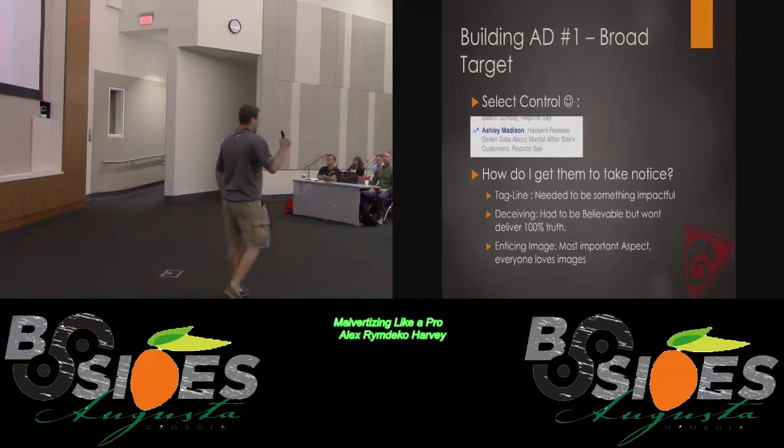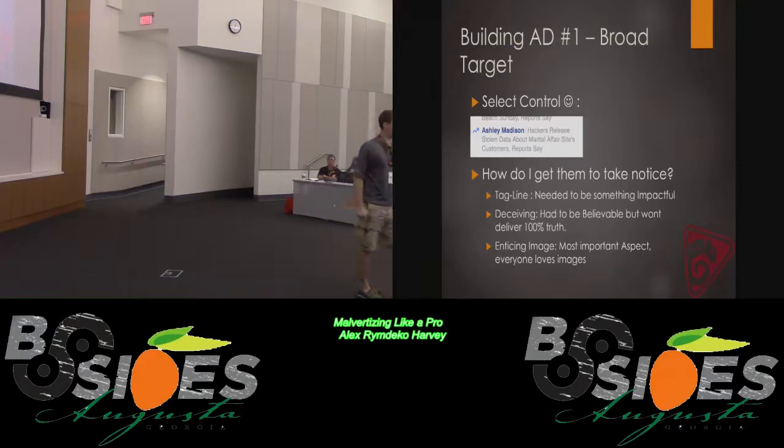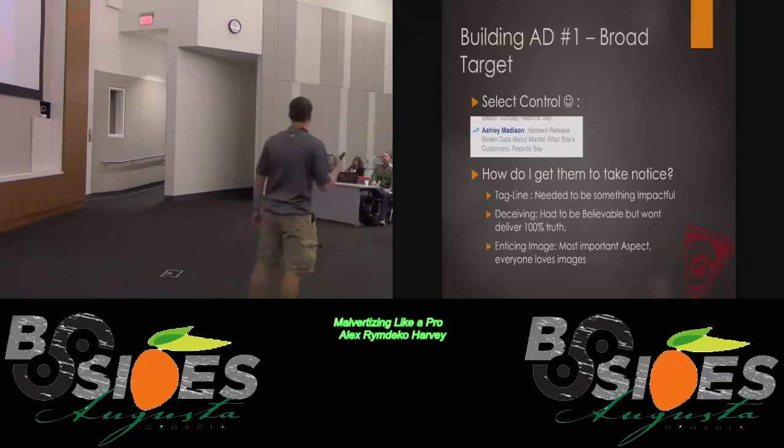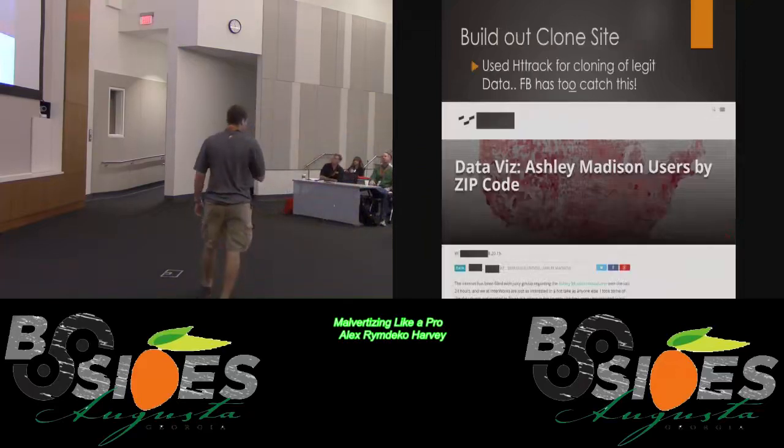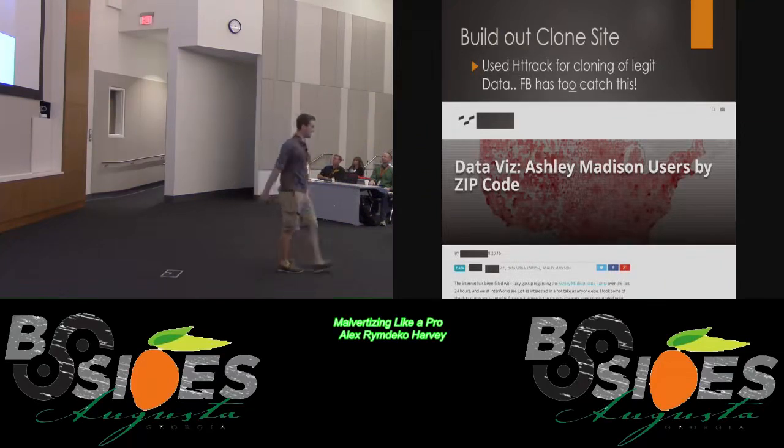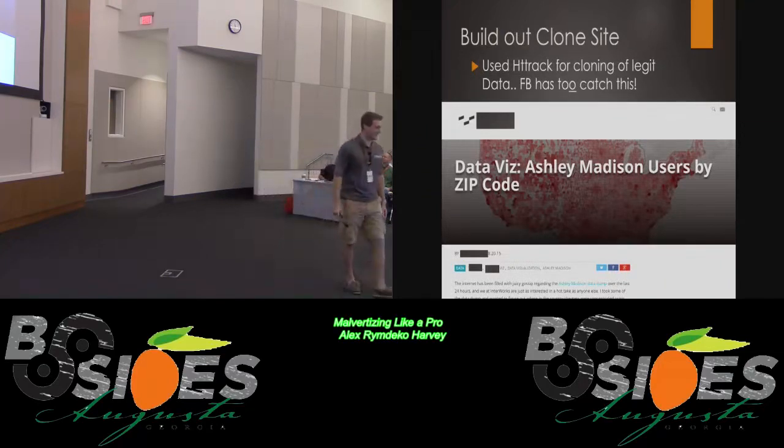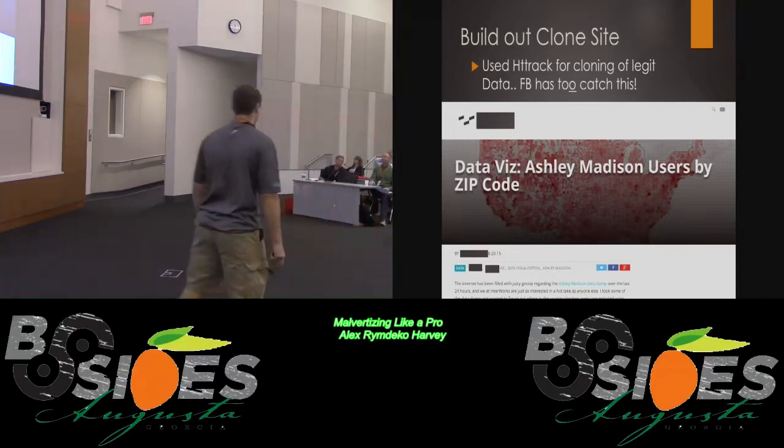So I knew that I needed to have a tagline. It needed to be deceiving, but not 100% the truth, because the truth's not fun. And enticing. I needed something that was enticing on the image side. So I put together a clone website, found this data viz site that basically built out the entire Ashley Madison users per capita and supplied it by zip code, and I cloned that website. I was up and running.